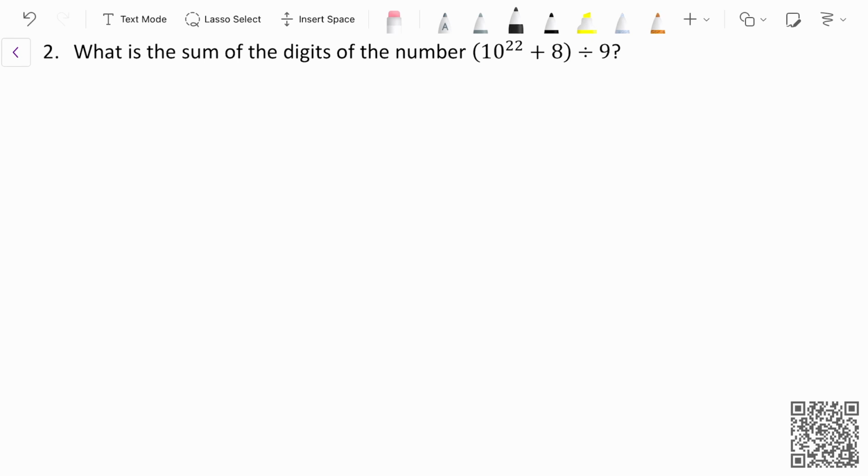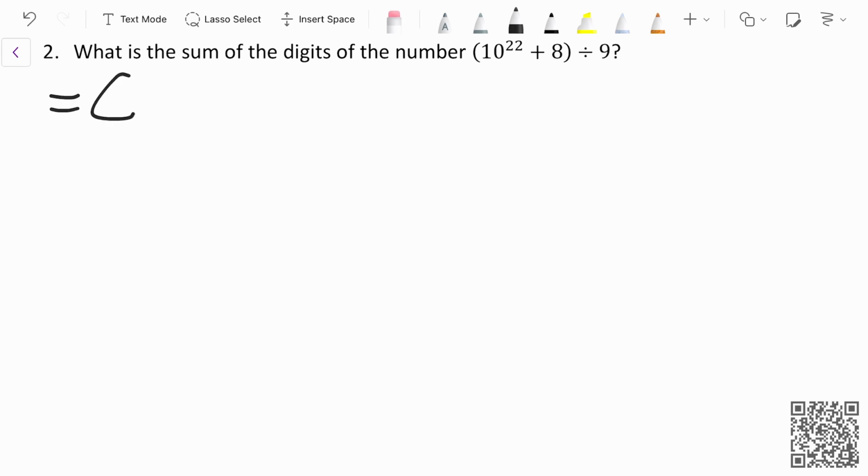Since 8 is very close to 9, and 9 is divisible by 9, obviously you'd get 1. We can try to make 8 a 9, and then lift the parentheses after adding it to make it easier on yourself. So what I'm trying to say here is, we could take a 1 from 10 to the power of 22 and add it to 8 instead.